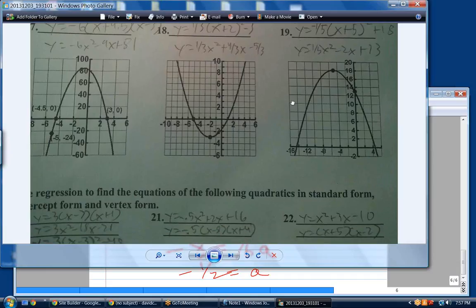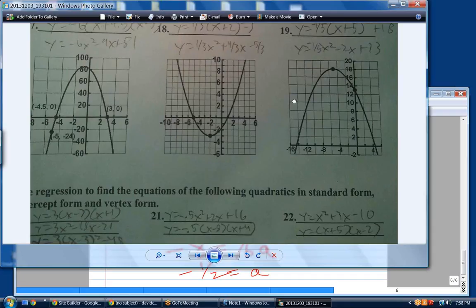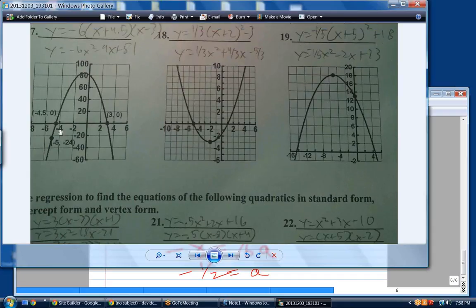17, 18, and 19 are the same thing or not? No. Yeah, 17 we're going to use the intercept format. And this point. The only difficult part is they use a fractional value, but that's no problem.